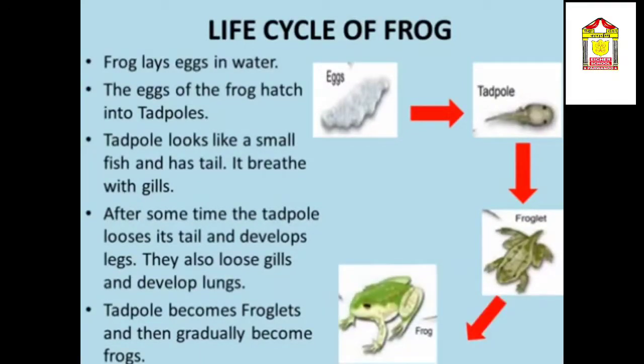Then the tadpole becomes a froglet and then gradually becomes a frog. So these 4 stages are in the life cycle of a frog: egg, then tadpole, then froglet, then adult frog.